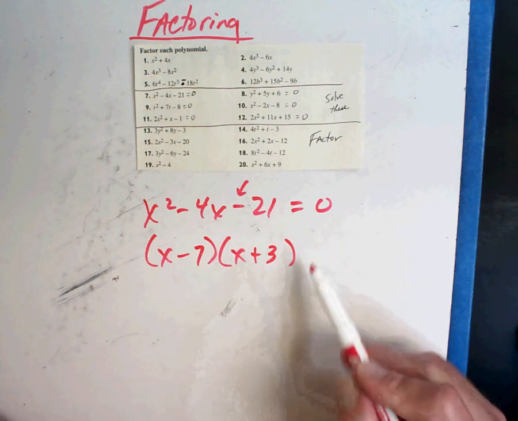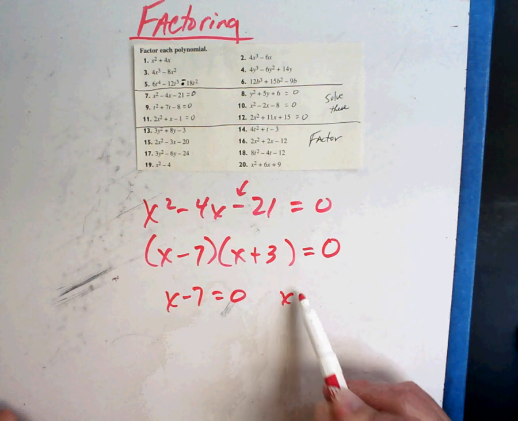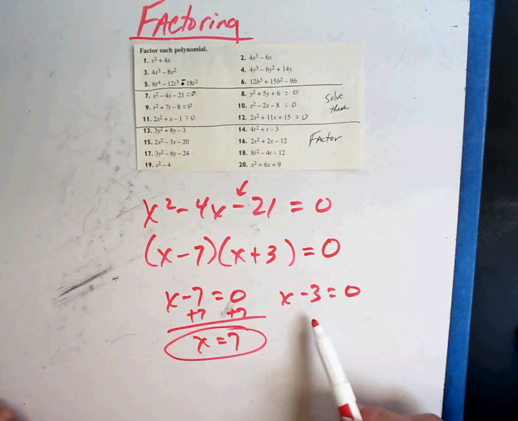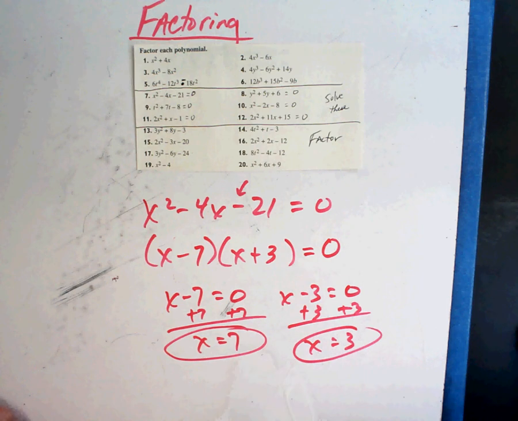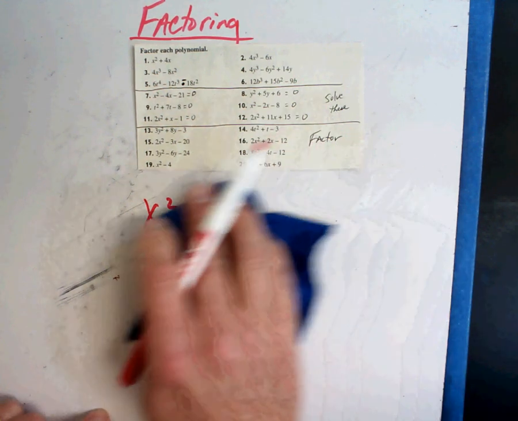That's the minus, and that's the plus. Now, there's my factors, but I have to solve it. So x minus 7 equals 0. x minus 3 equals 0. So x equals 7. There's one of my solutions. And 3. Those are the solutions for that equation for number 7. Let's do number 12. I bet you got number 12 right.